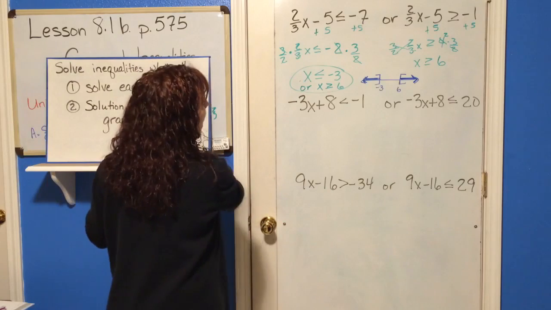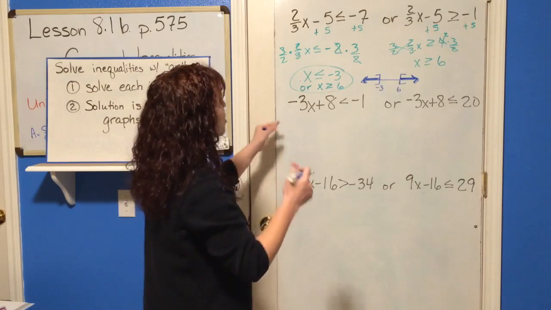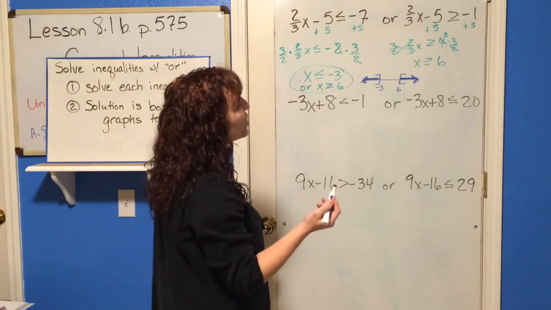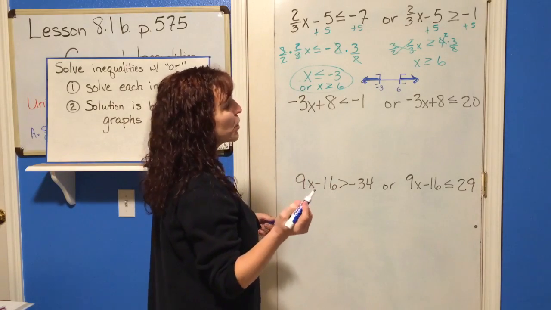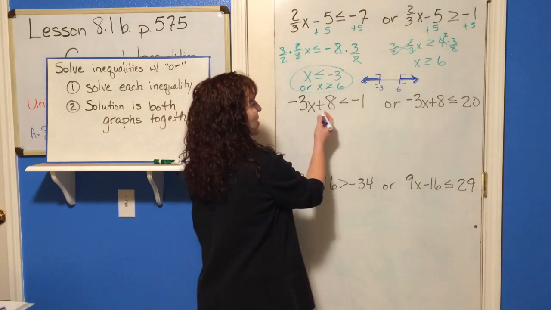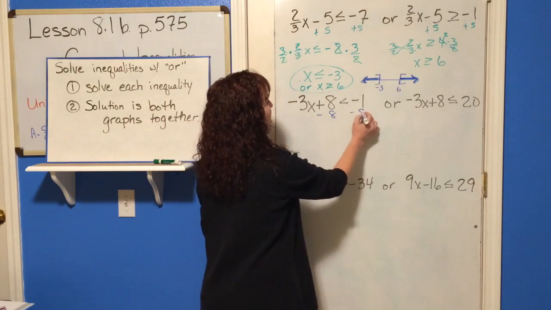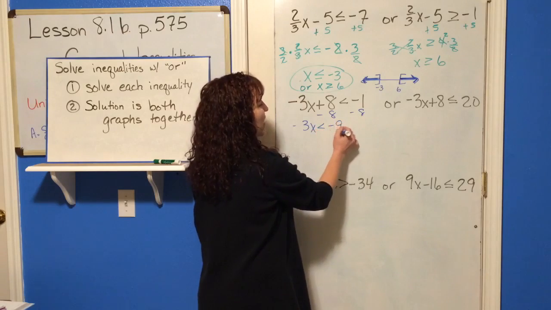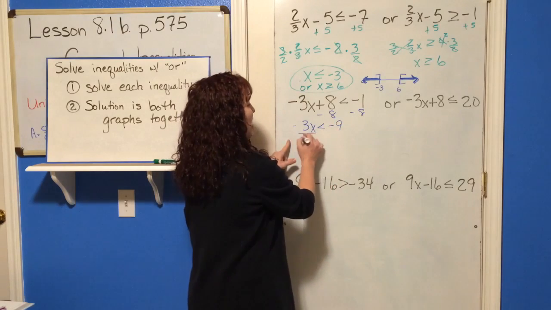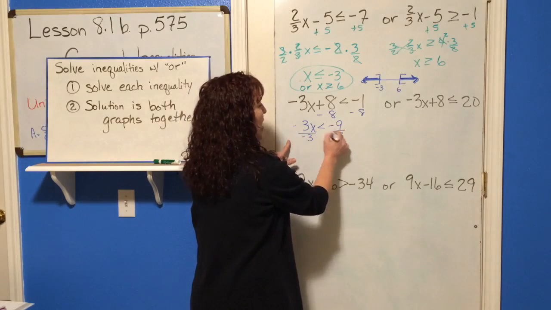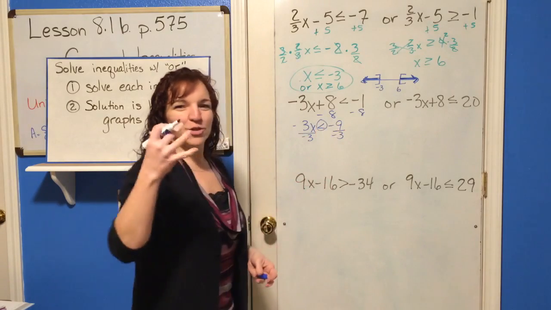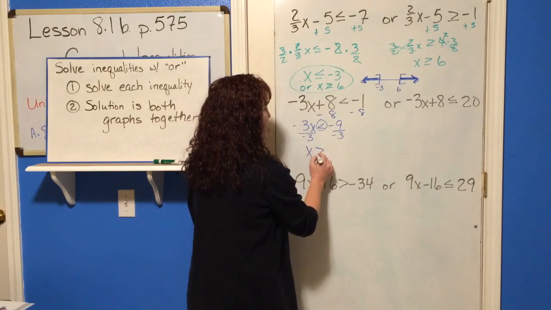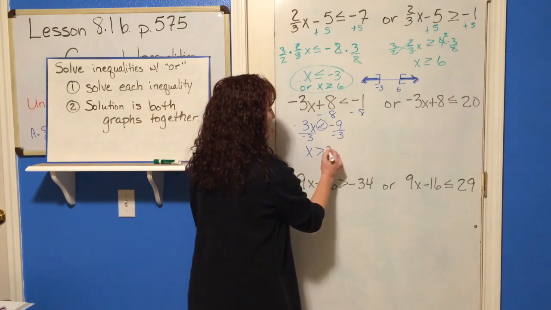All right, so now, same thing, let's solve each inequality. We've got negative 3x plus 8 is less than negative 1, or negative 3x plus 8 is less than or equal to 20. So the same thing, let's solve it by subtracting 8 from both sides. So negative 3x is less than negative 9. Divide both sides by negative 3, and when you do that, don't forget, if you're dividing by a negative, to switch your inequality sign. So now x is greater than 9 divided by 3, which is 3.